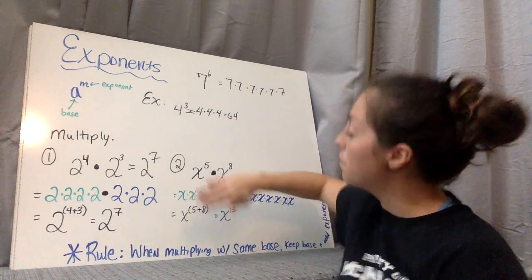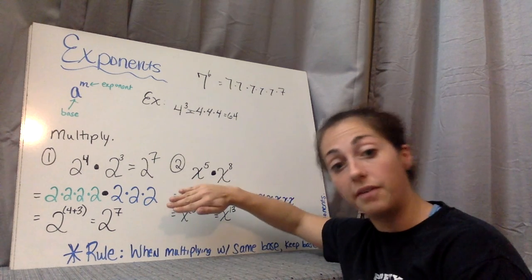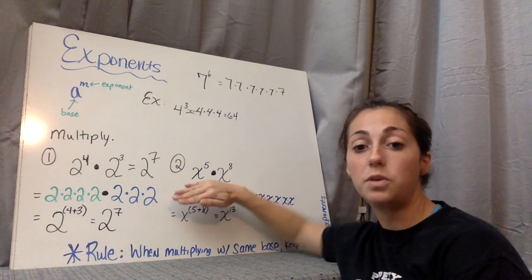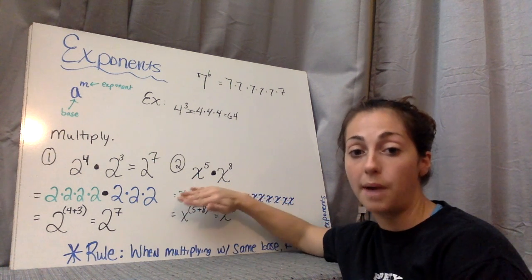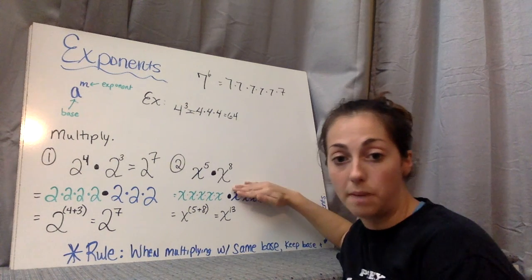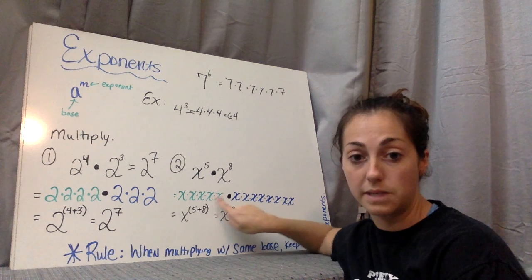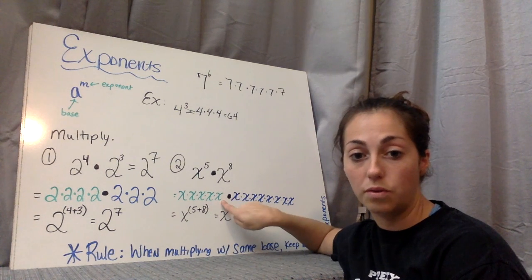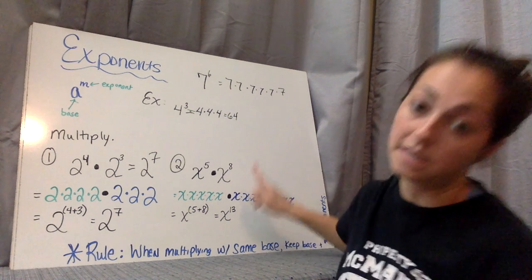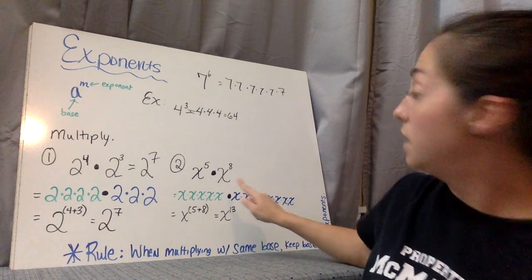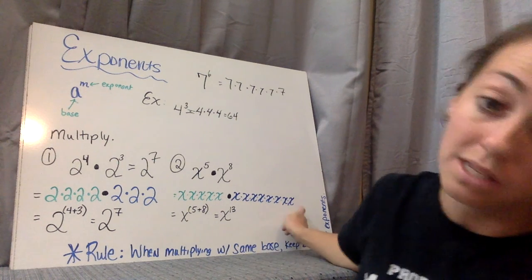All right, let's see it with our variable here. And remember, I said the base can be anything. It can be a number. It can be a variable. So for number 2, I've got x to the 5th power times x to the 8th power. So first thing is x to the 5th power. How many x's do I have? I have 5 of them. X times x times x times x times x. So this is, in green, those 5 x's. And then I have x to the 8th power, so how many x's am I going to write in blue? 8 of them. So times x times x times x times x times x times x times x times x.